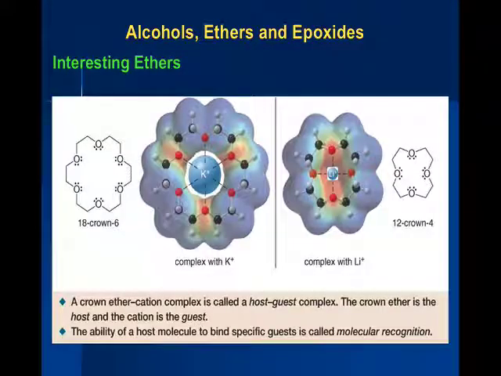There are some interesting ethers that you ought to know about. These are called the crown ethers. Can anybody tell me why they call them crowns? It kind of looks like a crown. It's kind of hard to tell if you look at it in two dimensions, but if you were to build a model of this, each one of these carbon atoms is what shape?